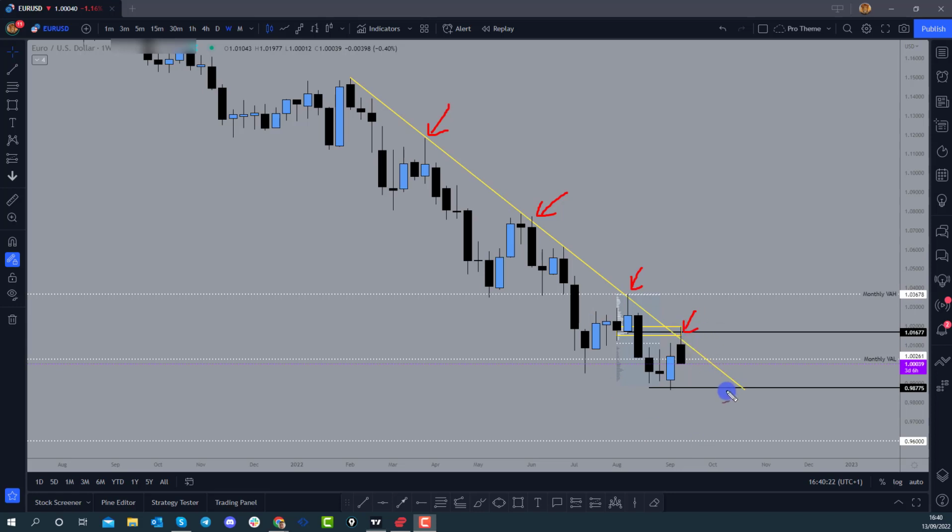That's happened again. Looks like we could be heading towards the 0.99 level, or the area that we spoke about previously. If we were to break through these lows, we could see 0.9600 tested.